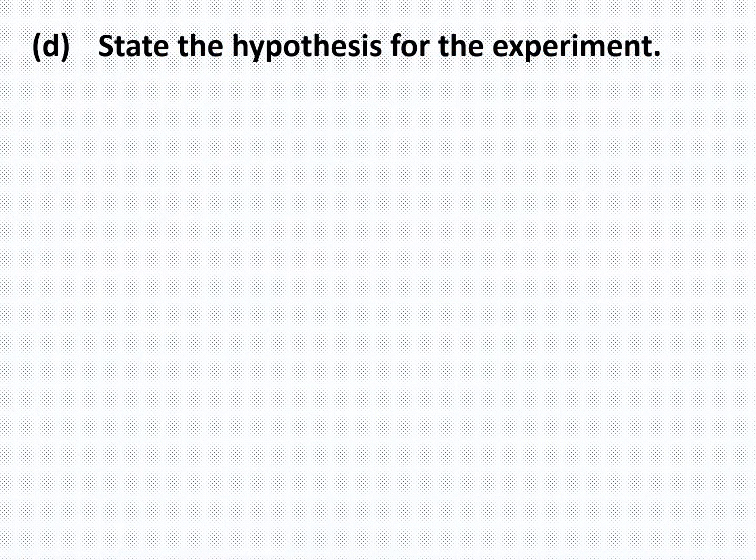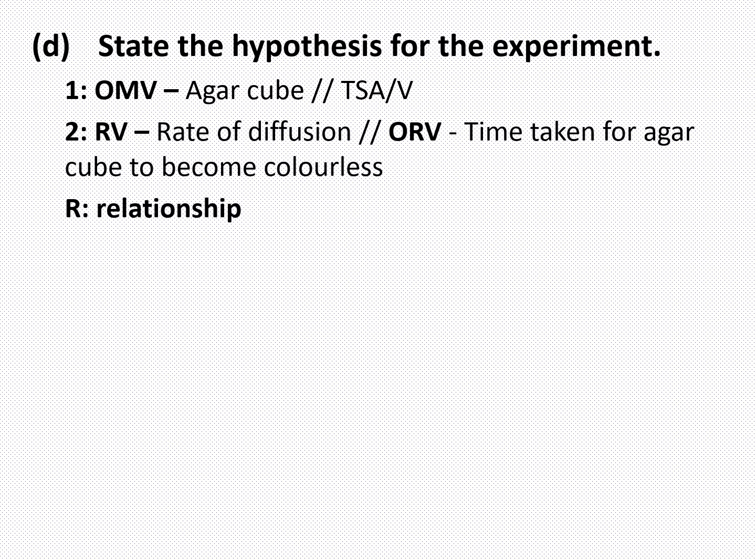Next, D, state the hypothesis for the experiments. So the manipulated variable is agar cube and total surface area per volume. The responding variable is rate of diffusion, or time taken for agar cube to become colorless. And the relationship between these two variables must show the manipulated variable with the responding variable. Okay, this is the sample answer.